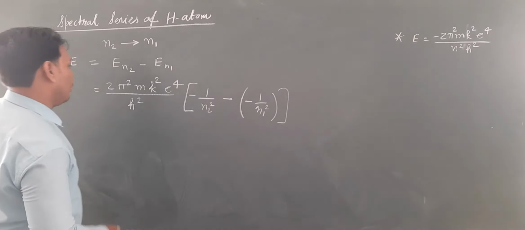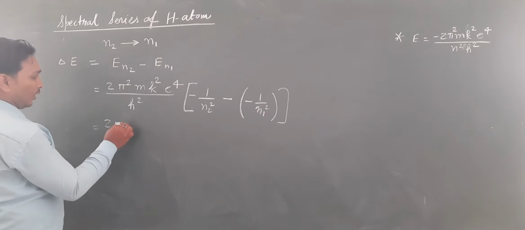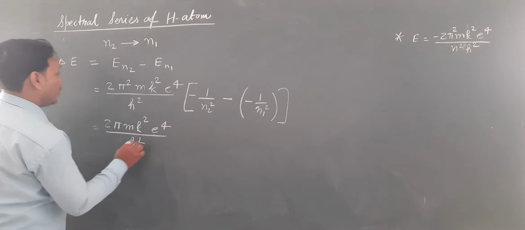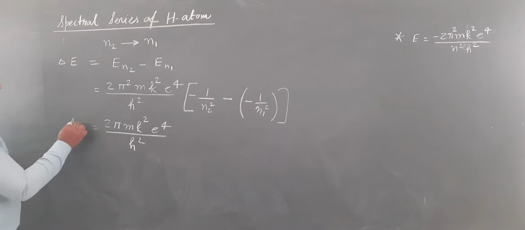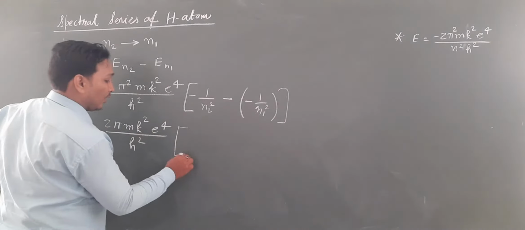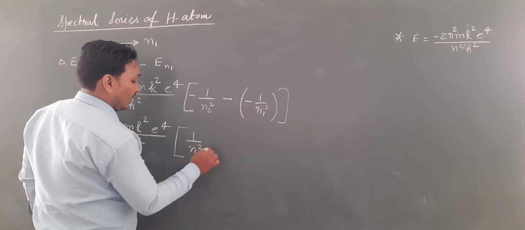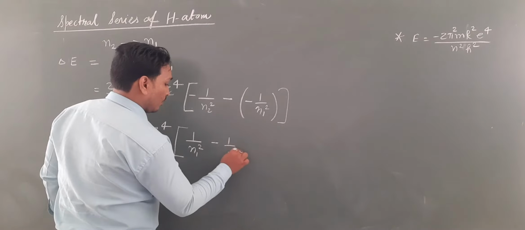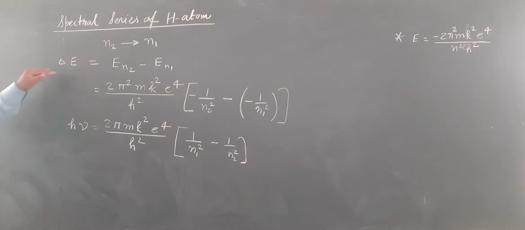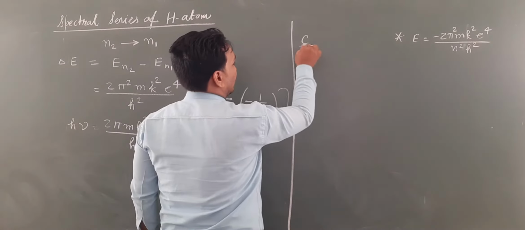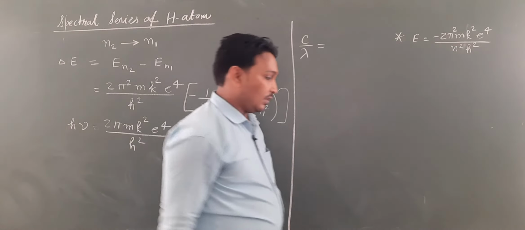This minus and this minus will become plus, so we can write 2 pi square m k square e to the power 4 upon h square, and this delta E can be regarded as h nu. Oh, I have not written the bracket. Inside the bracket, minus and minus will become plus, so let us write it first: 1 upon n1 square minus 1 upon n2 square. Now in place of delta E we can write h nu. H is transferred to the other side and nu can be written as c upon lambda. What is c? c is the speed of light.